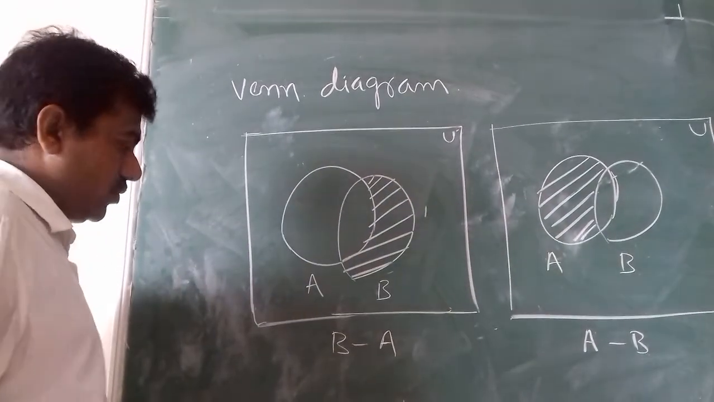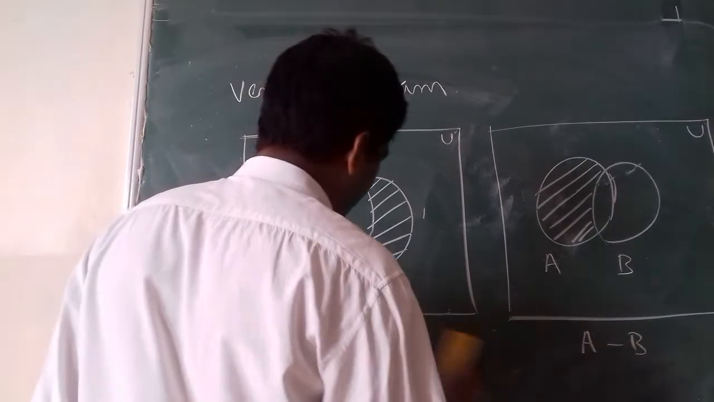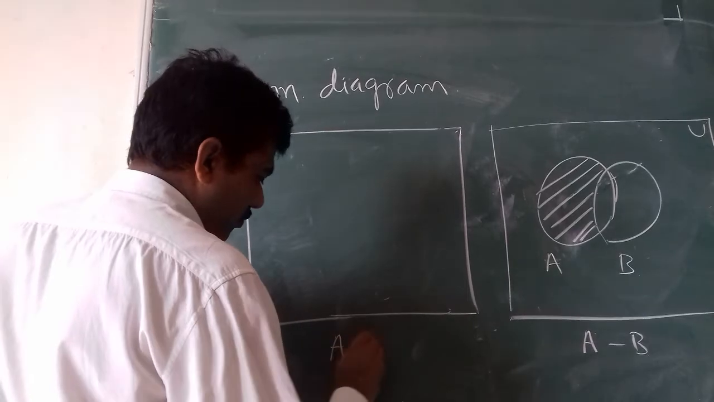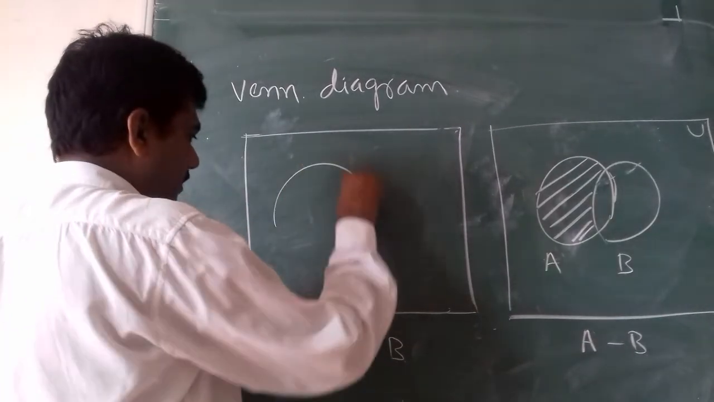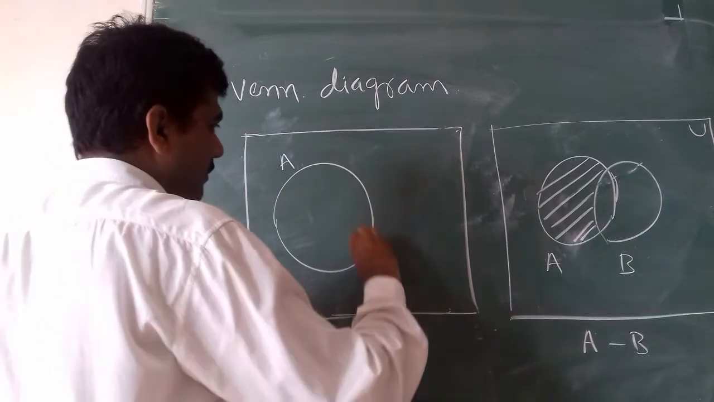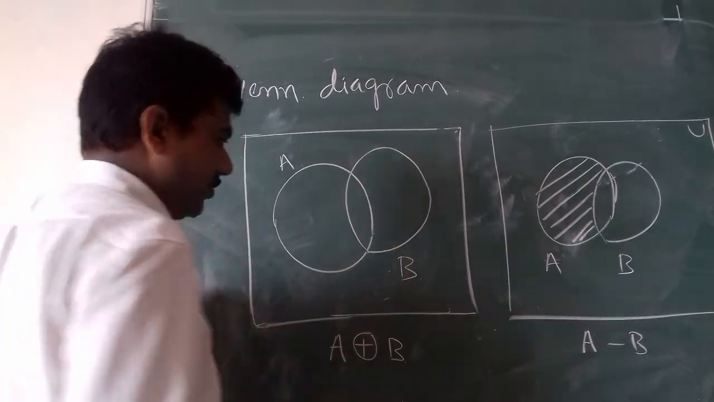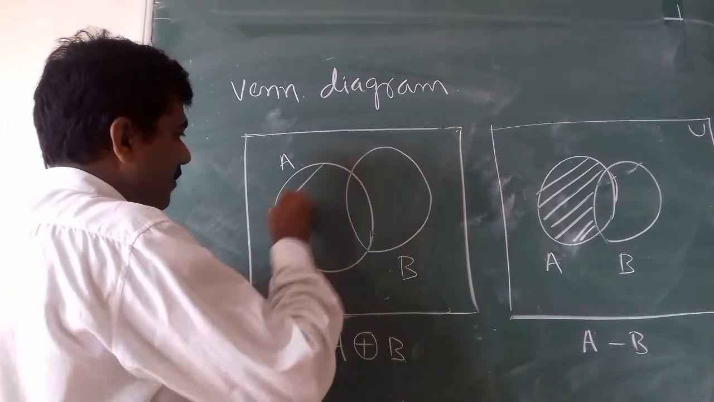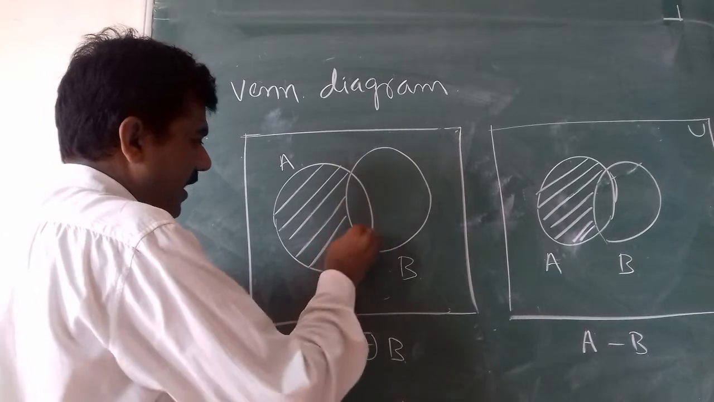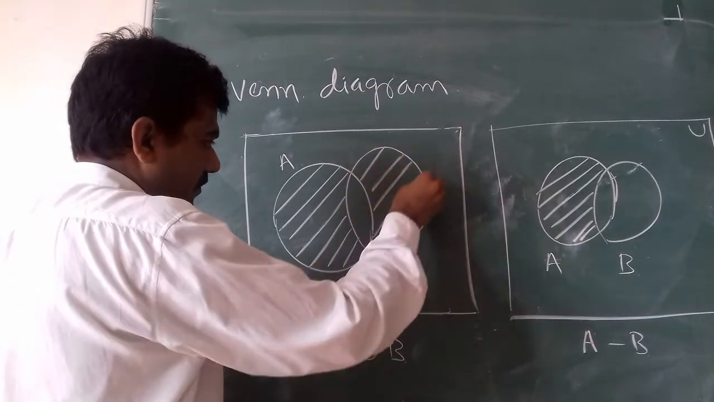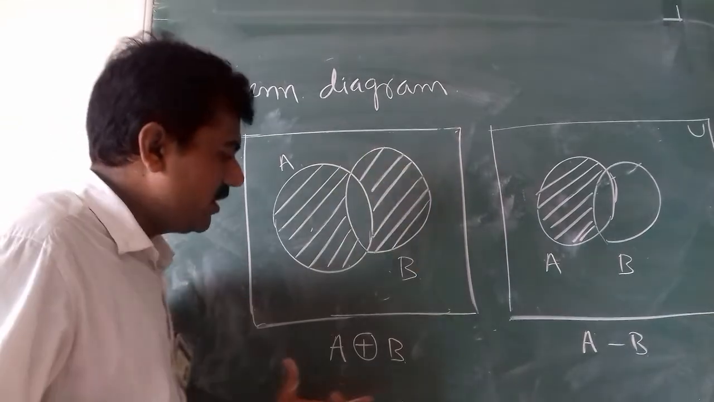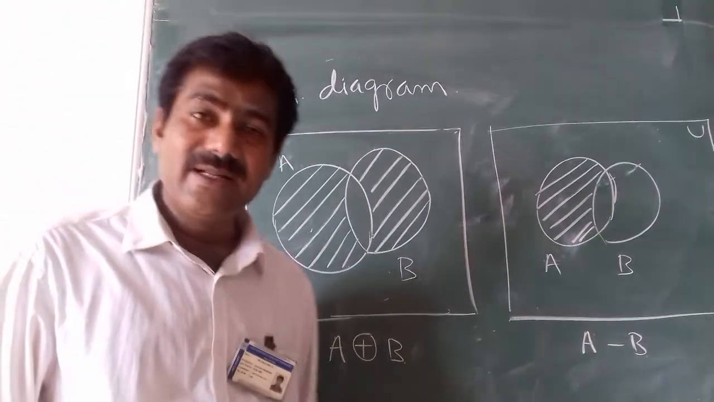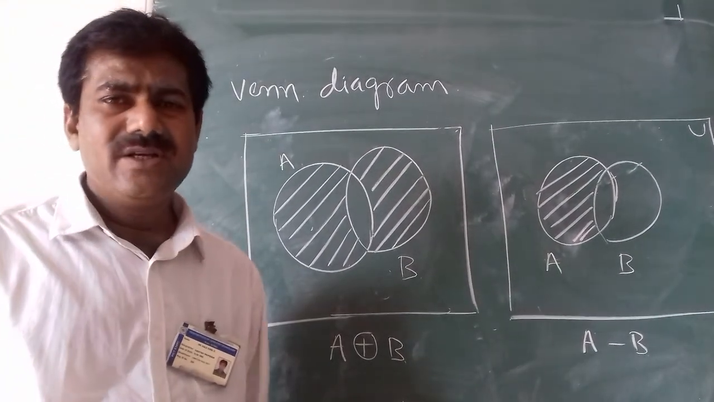So the next set operation is symmetric difference, A symmetric difference B. This is the set A and this is the set B. So what is this set operation, symmetric difference? Don't include the common element between A and B. So this shaded portion is your symmetric difference of A and B. So these are the set operations and the Venn diagram representation for the set operations.